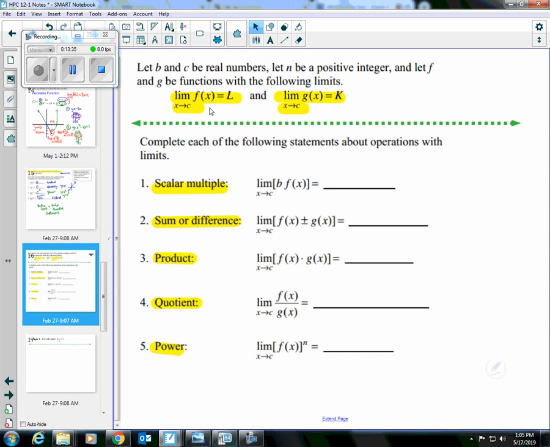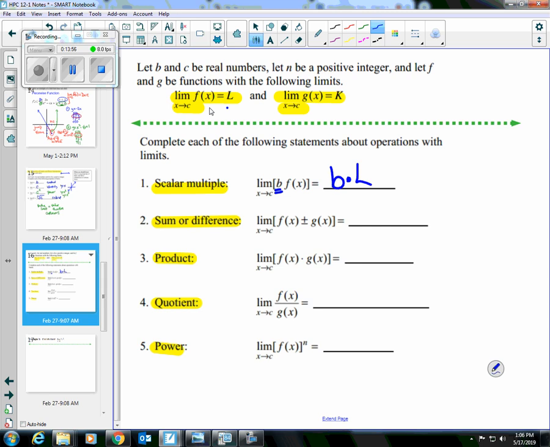So here's the first one. Scalar multiplication means you can multiply a number times a function, and the answer will be that number times the limit. Then you're multiplying just by whatever that value is. So it'd be b times whatever the value of the limit is. This L is supposed to stand for whatever the limit was. So if you have b times the function, then it's just going to be b times L.